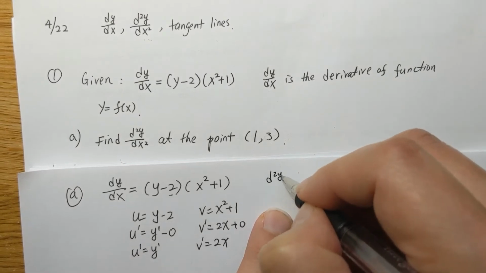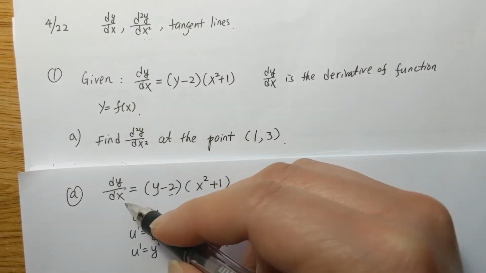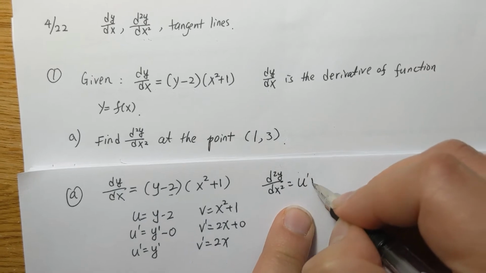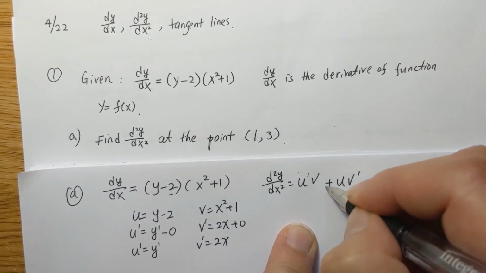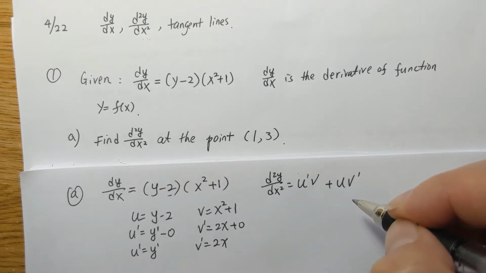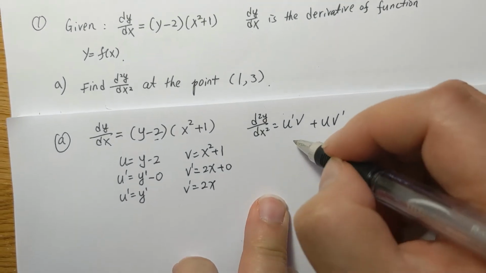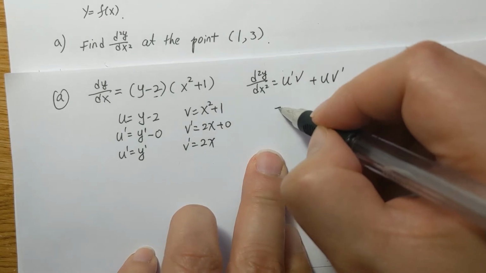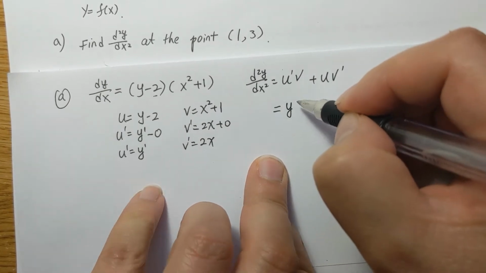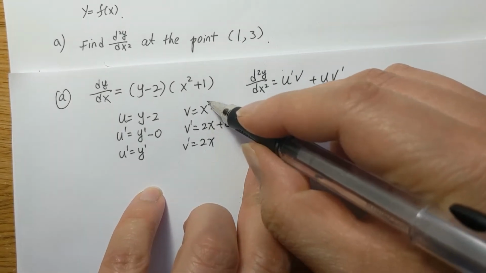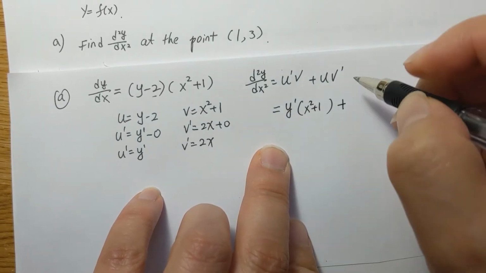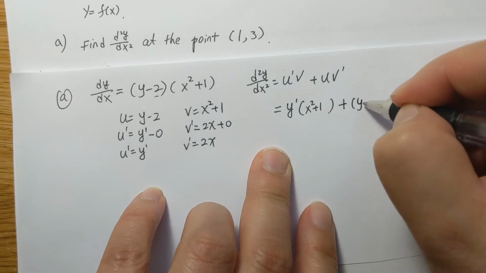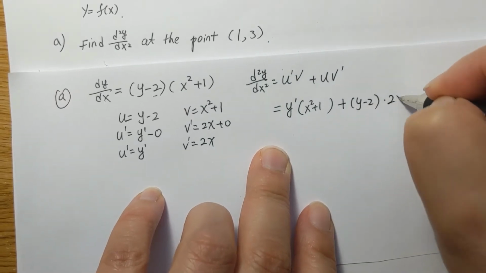So the second derivative is the derivative of this, so we have to use the product rule: u prime v plus u v prime. You have to remember this formula. So now we are going to do substitution. We had y prime times v. v is a binomial, so we put parentheses. And then u is a binomial, so therefore we put parentheses and times 2x.